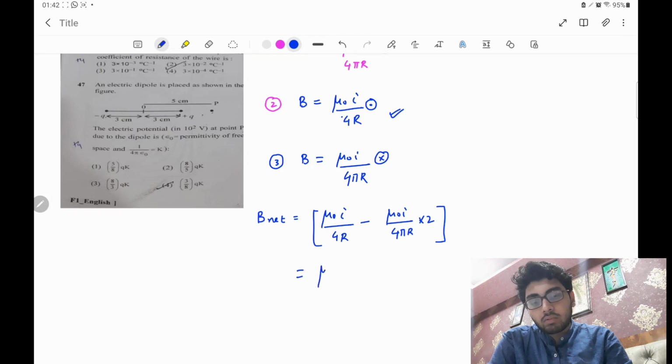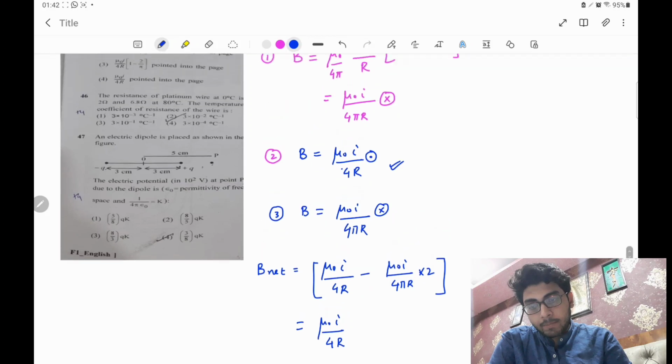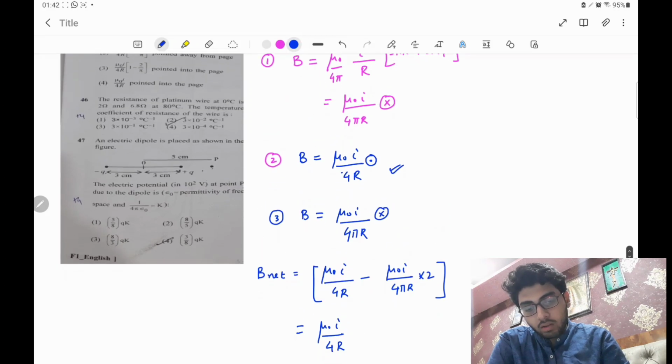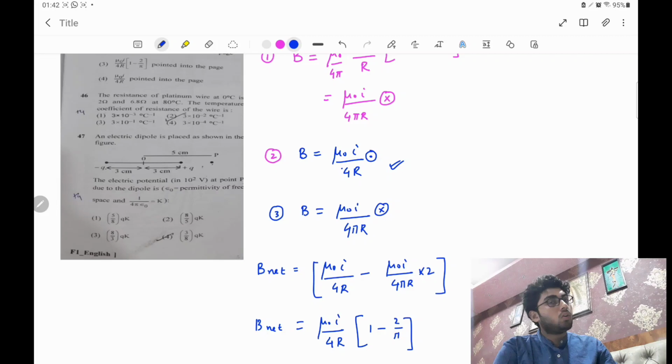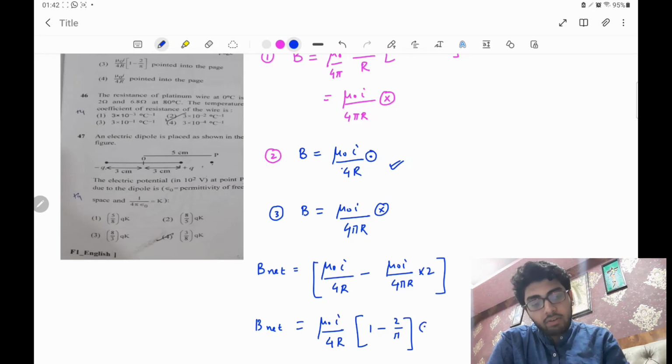So it comes out to be mu naught I by 4r times (1 minus 2 by pi). So this is the B net. But what will be the net direction? Obviously, since mu naught I by 4r, that is B2, is greater and it is directed away from the page, the net magnetic field will also be directed away from the page. Is that very clear? So that is why it will be away from the page.